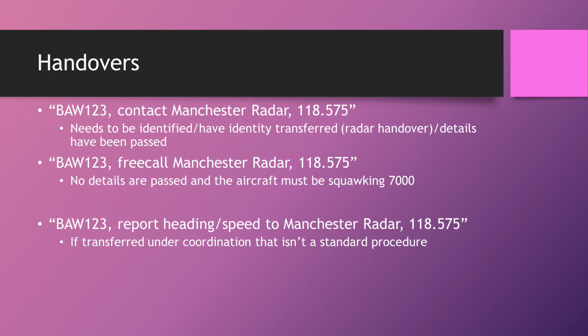Basically, you have to meet one of those conditions to use "contact". If you can't meet those conditions, or you don't want to, the other way to hand someone over is to say, "Speedbird 123, free call Manchester Radar, 118.575."